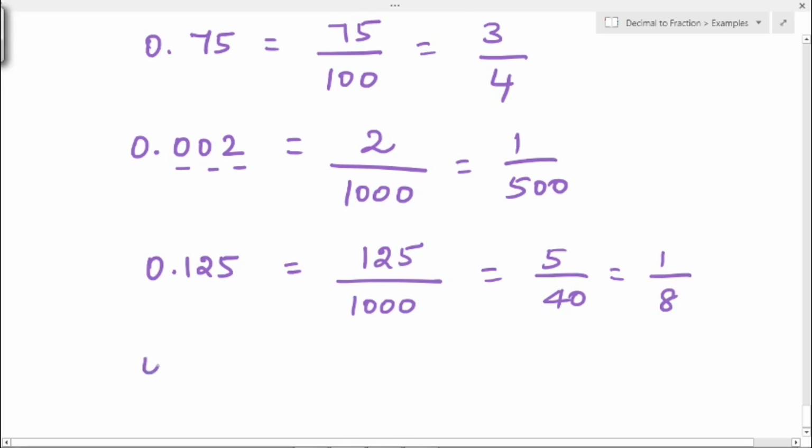Suppose we have 0.603, and here also we have 3 numbers after the decimal. So you have to divide it by 1000. In the numerator you have to write 603. So the answer is 603 divided by 1000.